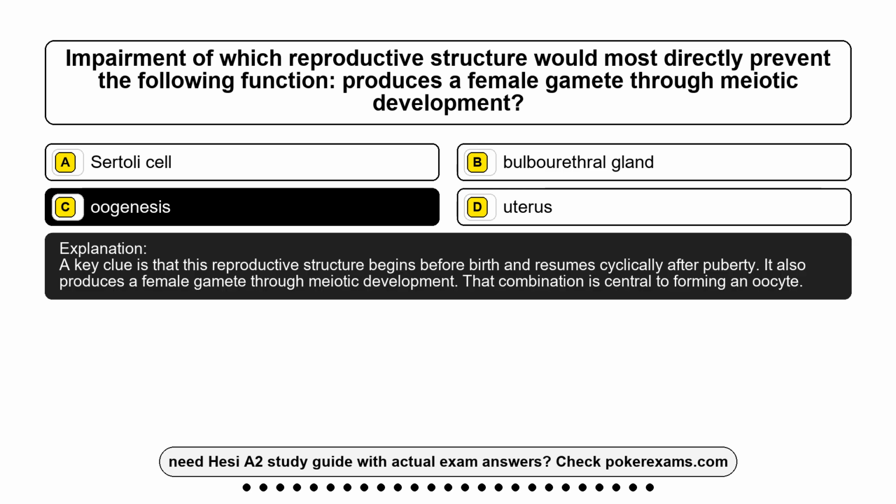A key clue is that this reproductive structure begins before birth and resumes cyclically after puberty. It also produces a female gamete through meiotic development. That combination is central to forming an oocyte.